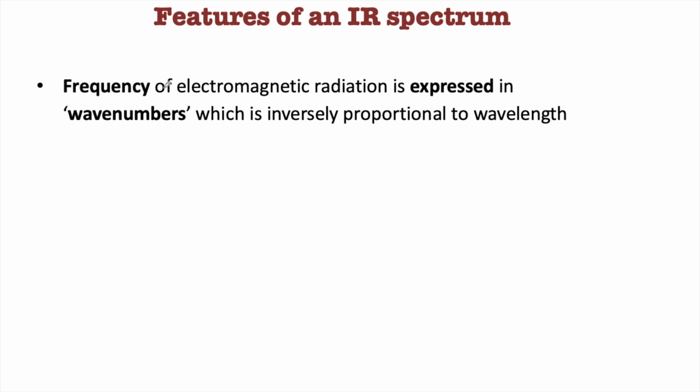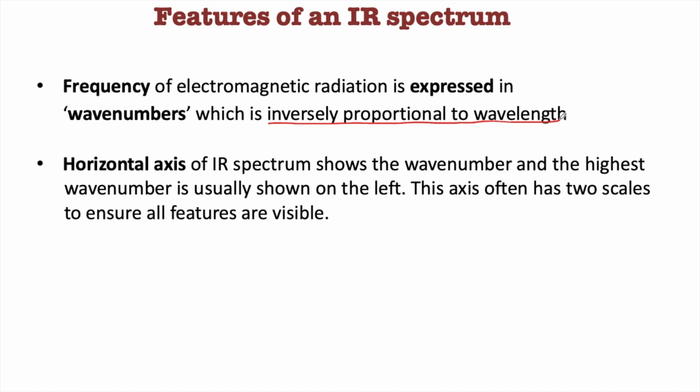Features of the IR spectrum. First, the frequency of electromagnetic radiation is expressed in terms of wave numbers, which is inversely proportional to wavelength. In part 1 of infrared spectroscopy, I already explained how we can convert wave numbers into wavelength and vice versa. Second, the horizontal axis of the IR spectrum shows the wave number, and the highest wave number is usually shown on the left. This axis often has two scales to ensure all features are visible.